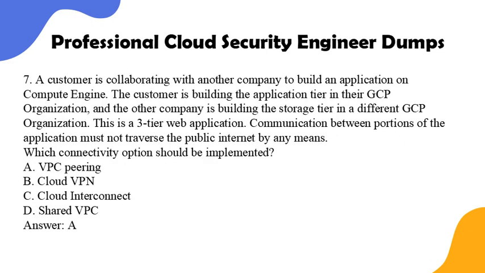7. A customer is collaborating with another company to build an application on Compute Engine. The customer is building the application tier in their GCP organization, and the other company is building the storage tier in a different GCP organization. This is a 3-tier web application. Communication between portions of the application must not traverse the public Internet by any means. Which connectivity option should be implemented?